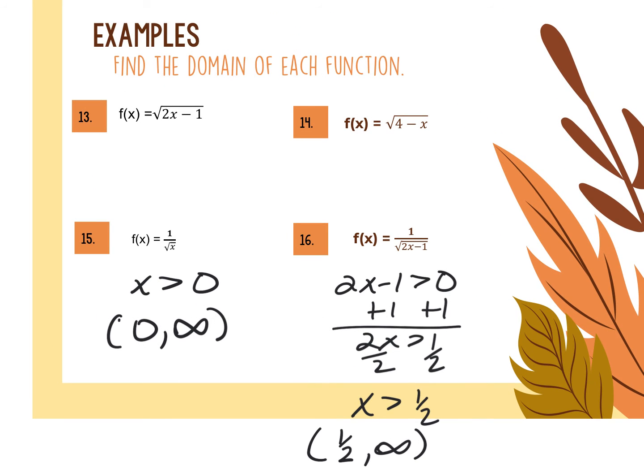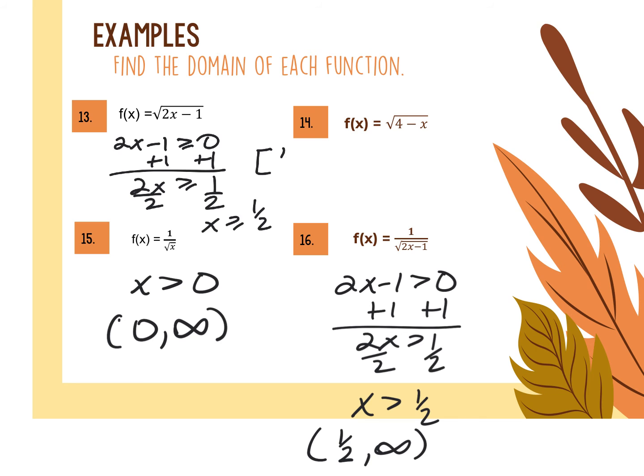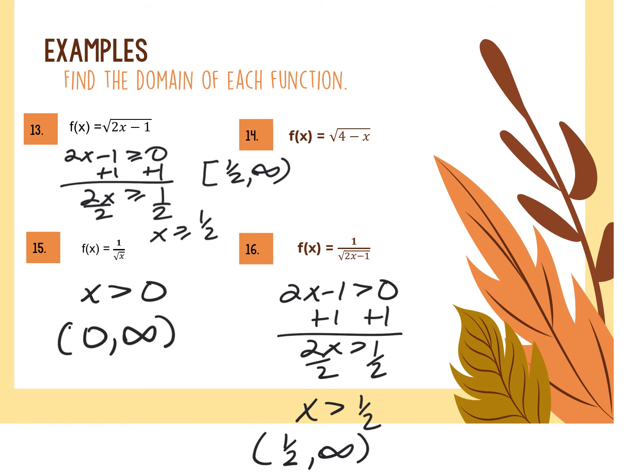So again, it's under radical, but this time it's not a fraction. So what's under here we don't want to be negative. So we're going to set 2x minus 1 to be greater than or equal to 0. So 2x is greater than or equal to 1. Divide by 2. And x has to be greater than or equal to 1/2. So again, in interval notation, because it's got the greater than or equal to, a bracket around 1/2 going to infinity. Same thing here. What's under here has to be positive, so greater than or equal to 0.